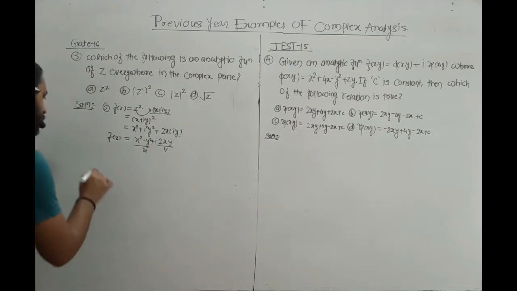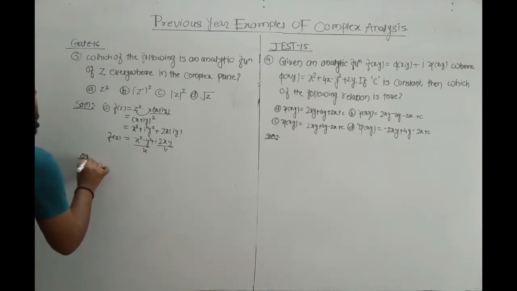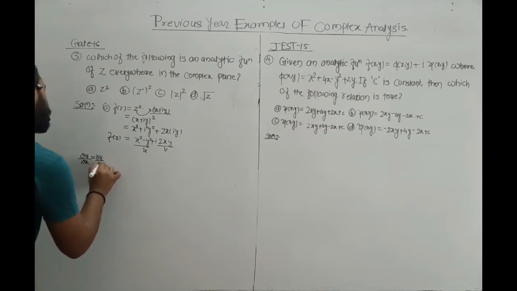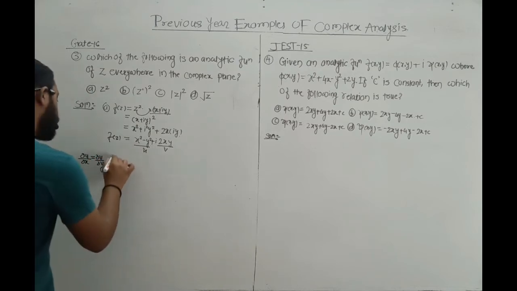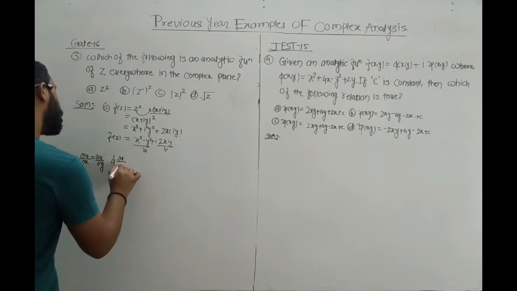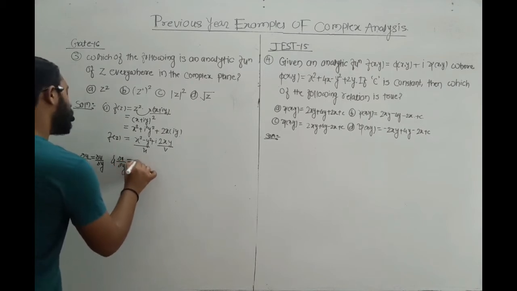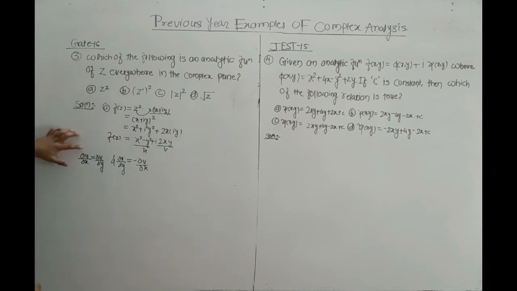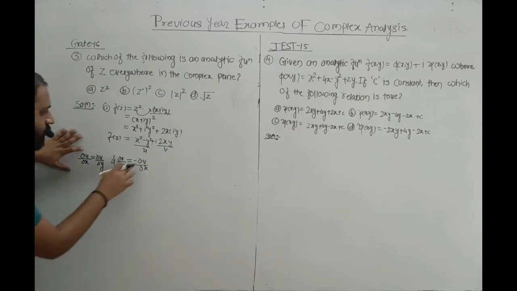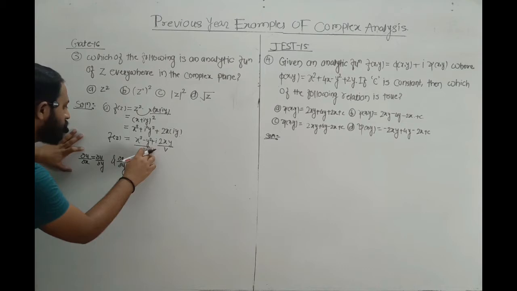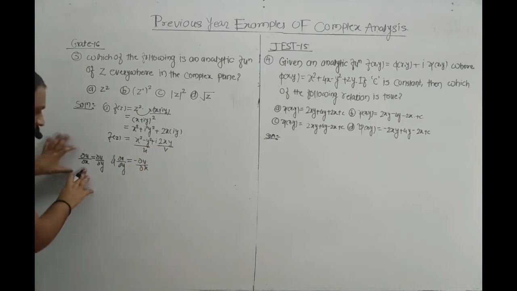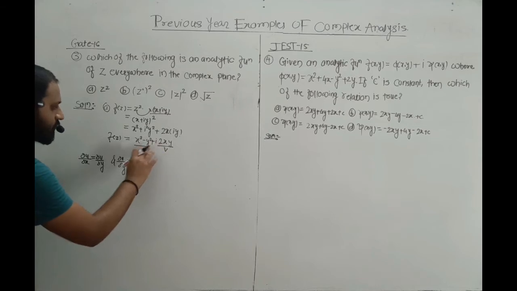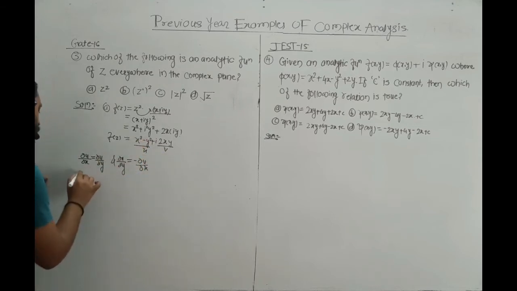Now what is the condition here? Dou u by dou x equals dou v by dou y, and dou u by dou y equals minus of dou v by dou x. The derivative of u with respect to x: what is u? x square minus y square. You have to differentiate with respect to x, then forget about y square. Derivative of x square is 2x.